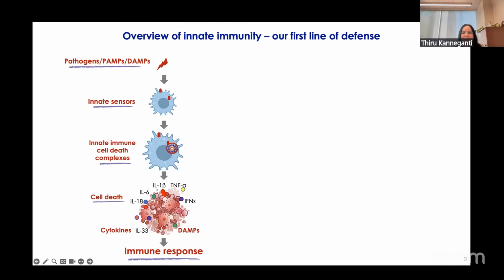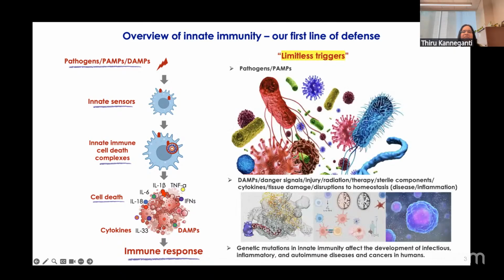Of course, it's not, because what I think about infections as a limitless number of triggers, right? So there are bacteria, there are viruses, parasites, fungi, and they all have very different lifestyles, and the way they infect cells, the way they hijack the host immune system or host cells is really fascinating and very unique to each of these pathogens. And also the way they enter the cells could lead to damaging or lysing cells that will further lead to release of pathogen-associated molecular patterns or DAMPs.